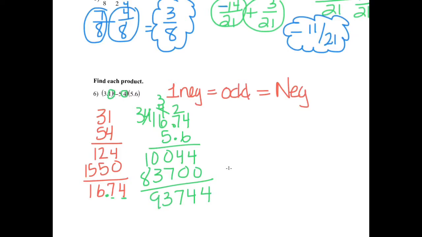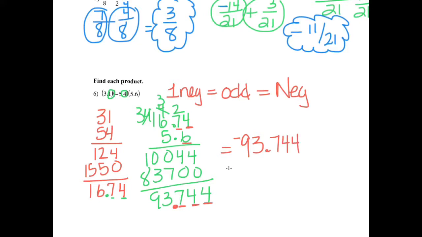How many total decimals do I have to the right? 3. I need to make sure that I have 3 in my final answer, and I need to make sure that it's negative. So my final answer is negative 93.744. Can you do this on a calculator?